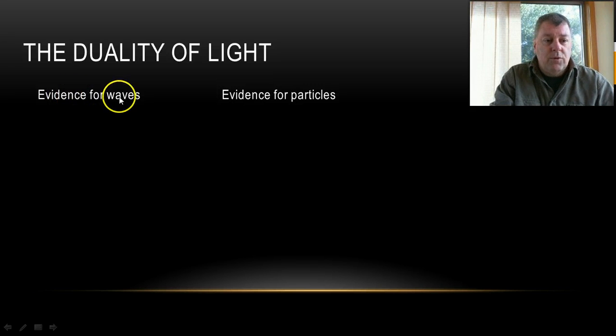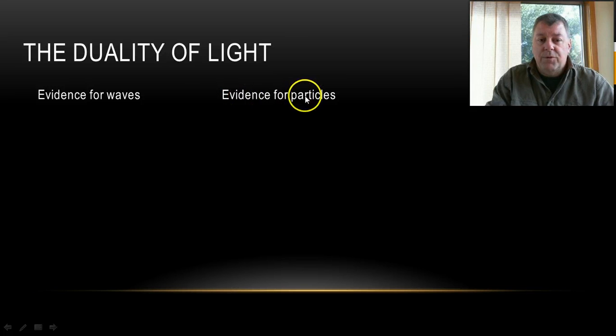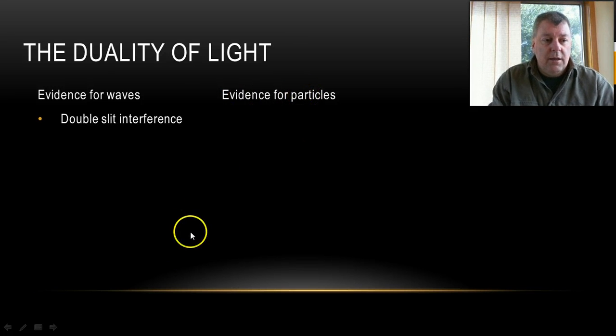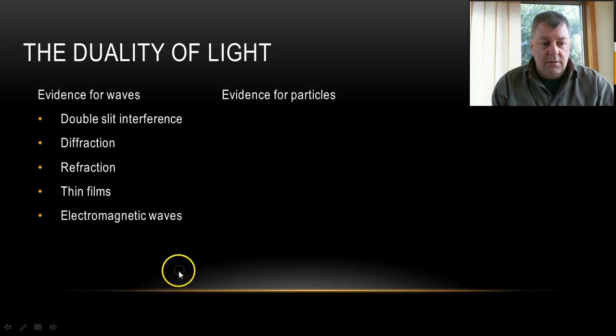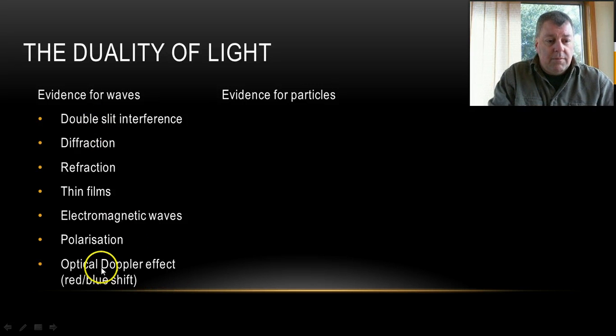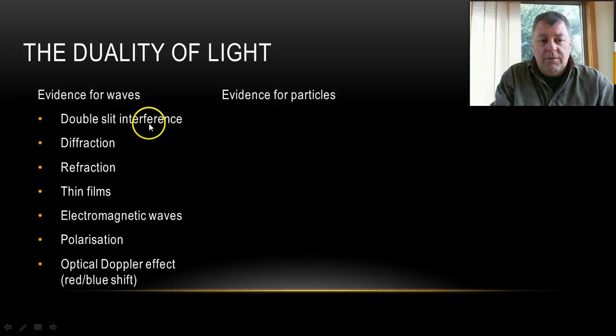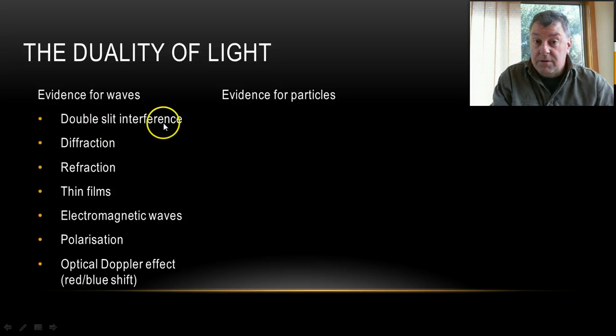There is evidence for waves and there is evidence for a particle-like nature to light. And the evidence for waves, let's just go through them. I think there's one more. Is that it? No, two more. Double slit interference. We'll commonly refer to that as Young's double slit experiment, but it's where you get interference, which is a wave property.